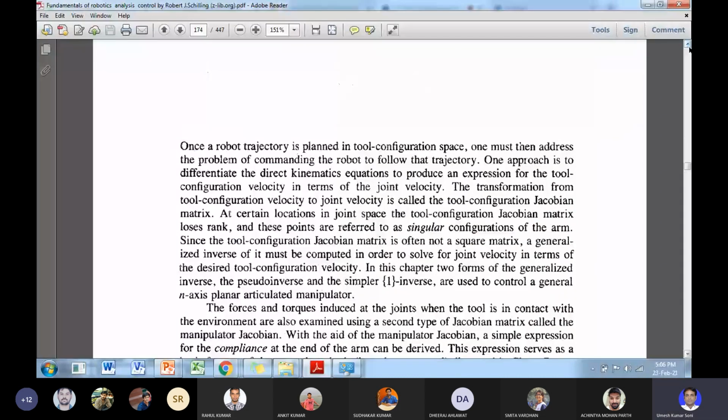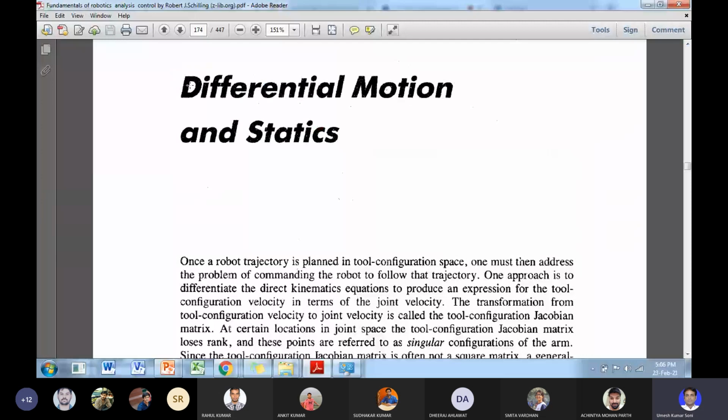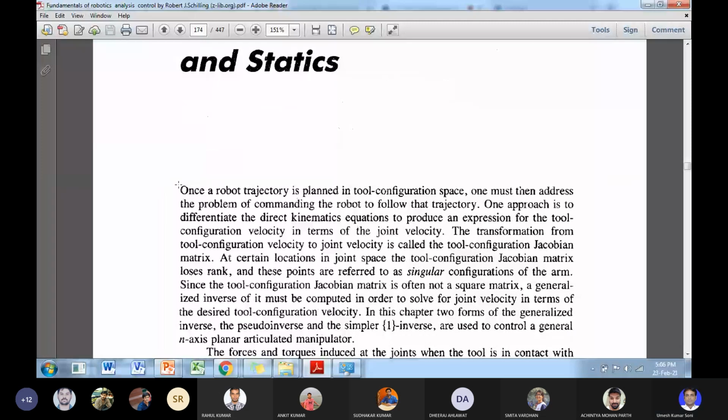So the topic is differential motion and statistics. In this I will study the main problem: we first design the robot, then we determine the dependency of the output on the angles, that is, we determine the transformations, homogeneous orientation and position transformations, and we define the workspace.